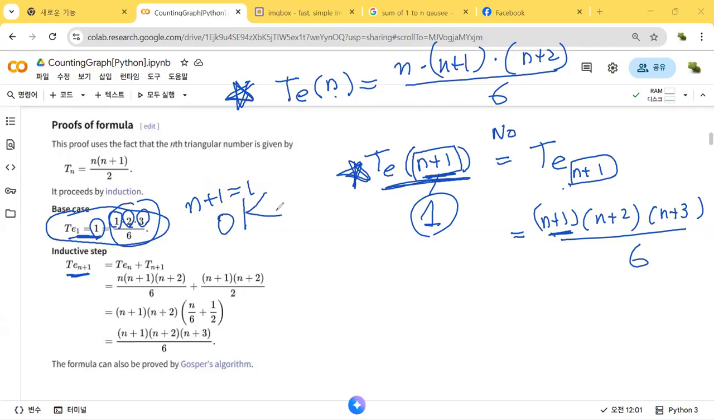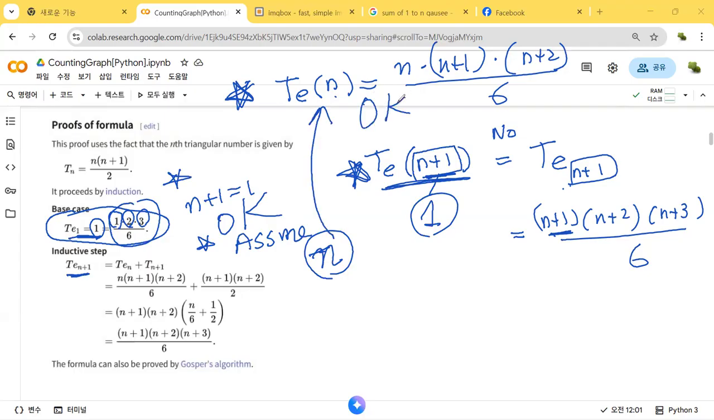And the next step, there are three steps. So let's assume that when this one is okay, this one is okay. So when n plus 1 is given, we assume the case n, and then next let's consider the case n plus 1. So this case, okay, this case.